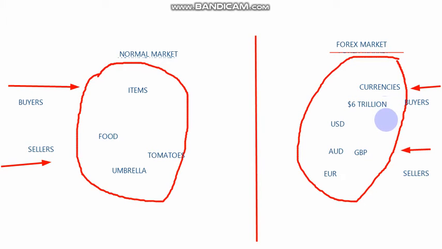So there's no limitation. In normal markets, you can have limitations. Maybe there are no people to buy, maybe there's no money for people to buy and all that. But in this market, there's no limitation. All you need is your knowledge, and you trade the market with ease.